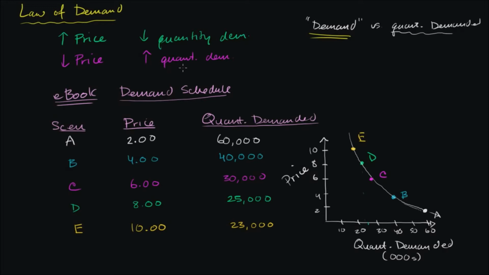But what I want to do in this video is focus on these other things that we've been holding equal, the things that allow us to make this statement, that allow us to move along this curve. And think about if we were to change one of those things that we were otherwise considering equal, how does that change the actual curve? How does that actually change the whole quantity demanded price relationship?